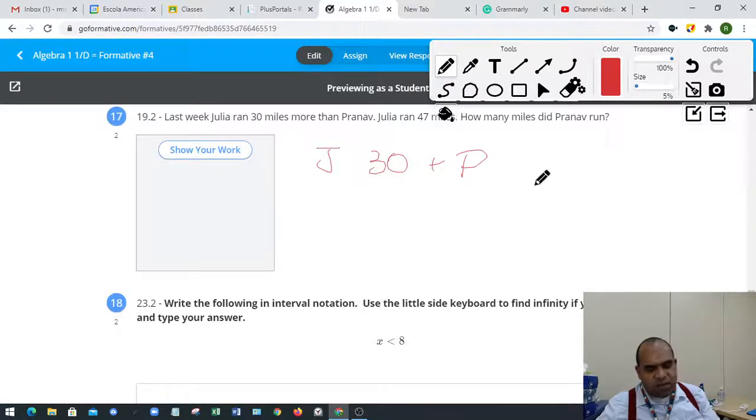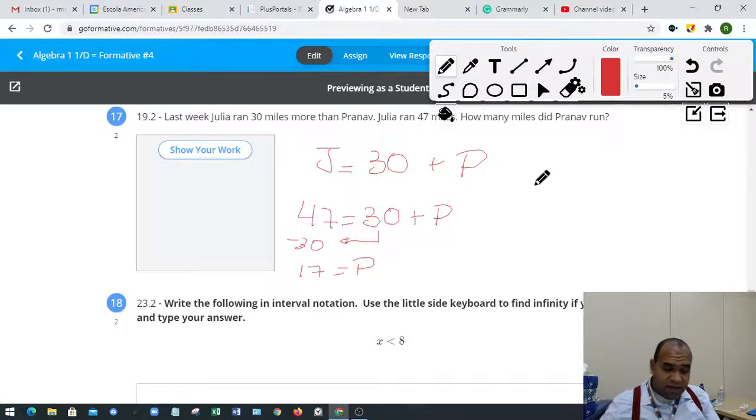Let's understand again. Last week, Julia ran 30 miles more than Pranav. Julia equals 30 miles plus Pranav. Great. Julia ran 47 miles, so 47 equals 30 plus P. Let's understand right now. I move this 30 by its opposite, negative 30, and it is 17. Pranav ran 17. Great. Just it.